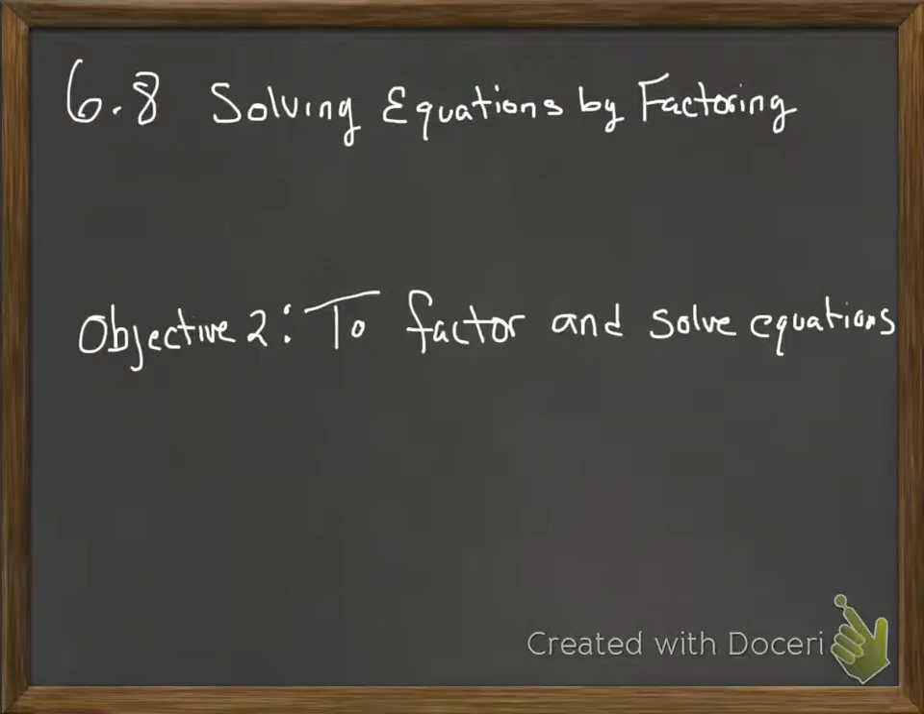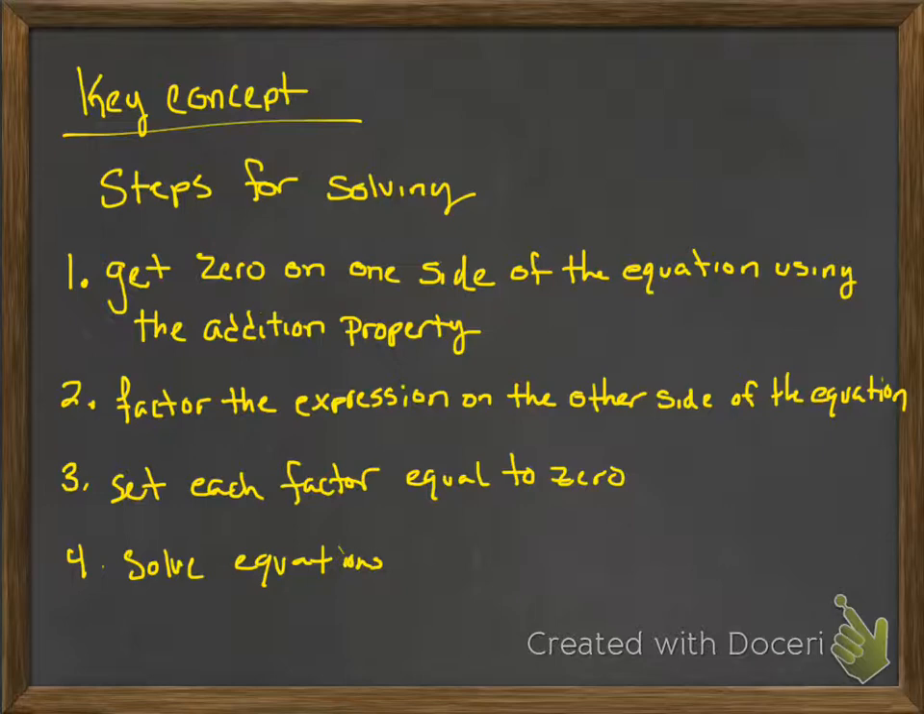6.8 is solving equations by factoring. For our second objective, we're going to factor and solve our equations. Before, they were already factored for us. Now I'm going to make you actually do the factoring yourself. So here are our steps.